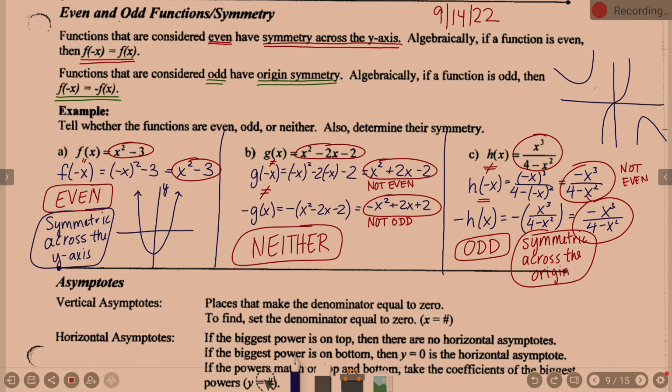I have a feeling that's a good stopping point, because I could start talking about asymptotes all I want. However, I'm not going to get very far, am I? Yeah. So, we'll stop here.